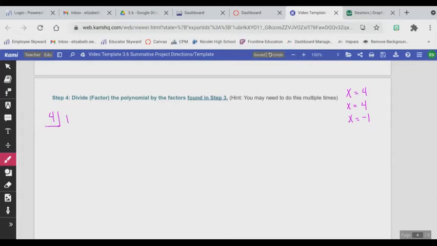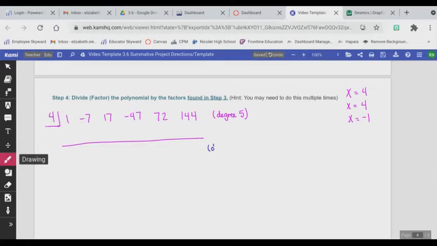So I had 1, -7, 17, -47, 72, and 144. Okay, and I'm just going to remind myself that this is degree 5, which means when I get my answer, this is going to be degree 4. Right, my answer is always 1 degree less than what we started with. So I'm just going to go through, bring down my first term, and then I multiply, add until I run out of terms. Feel free to have a calculator kind of nearby.